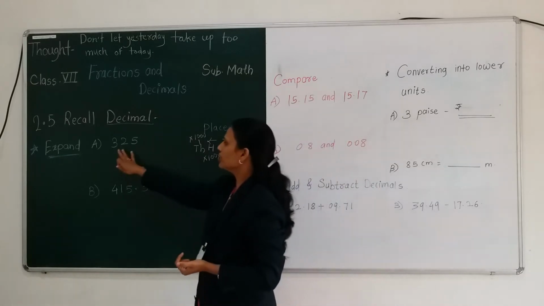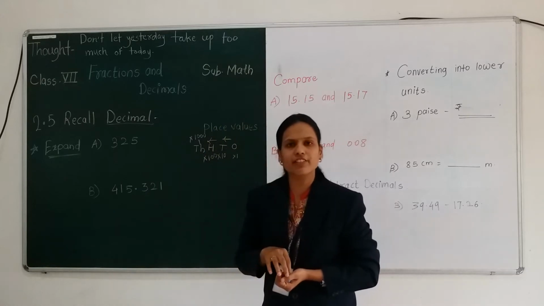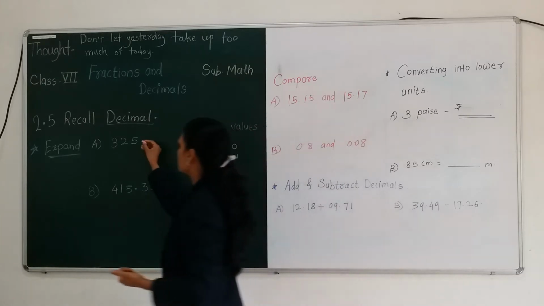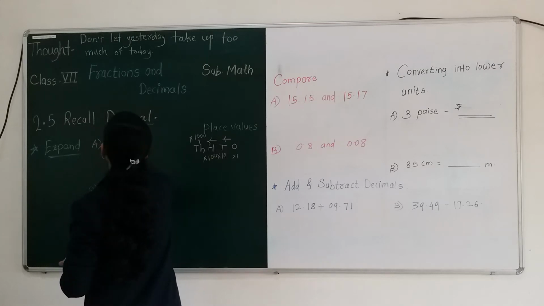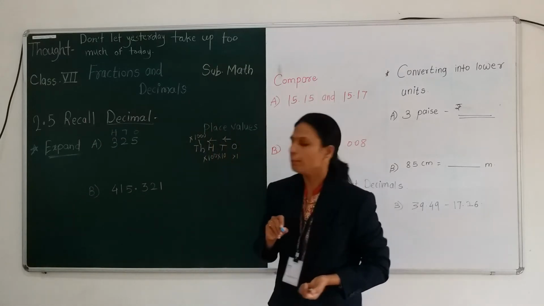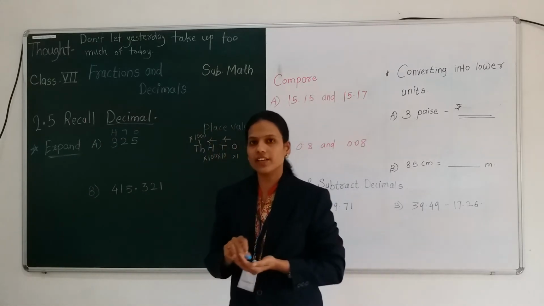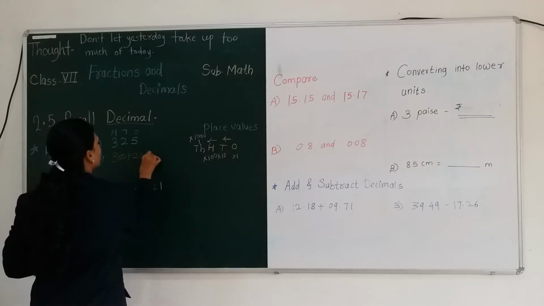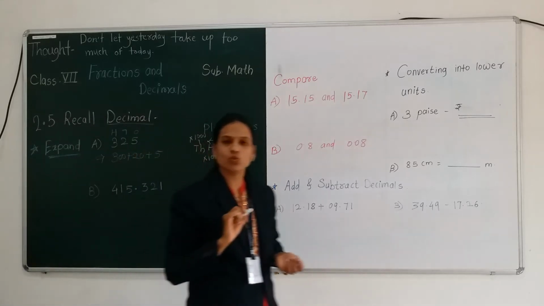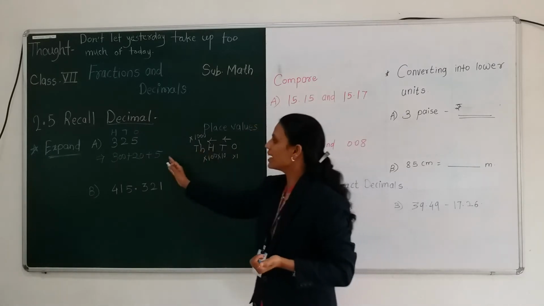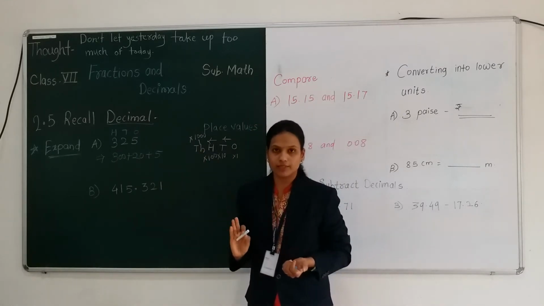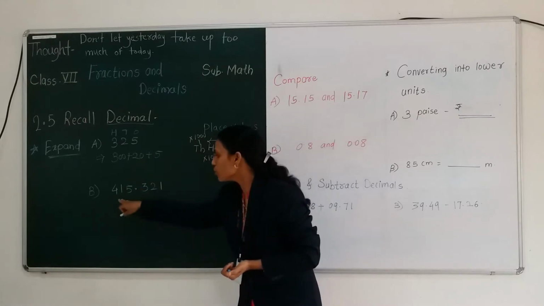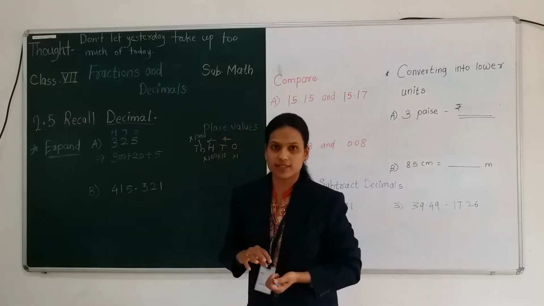Can you tell me the expanded form of the number 325? Number 5 is on the ones place, 2 is on the tens place, and 3 is on the hundreds place. So 3 into 100 plus 2 into 10 plus 5. We can write directly the expanded form as 300 plus 20 plus 5. This is the expanded form of a whole number.